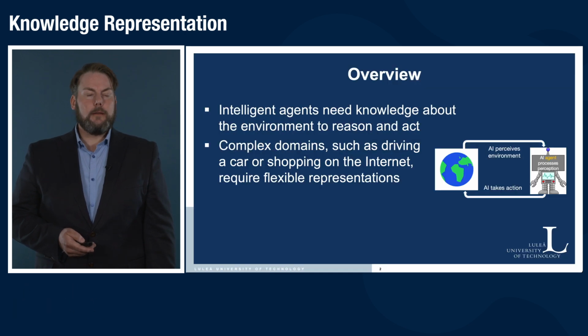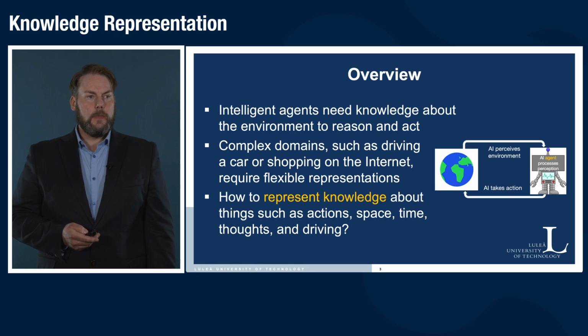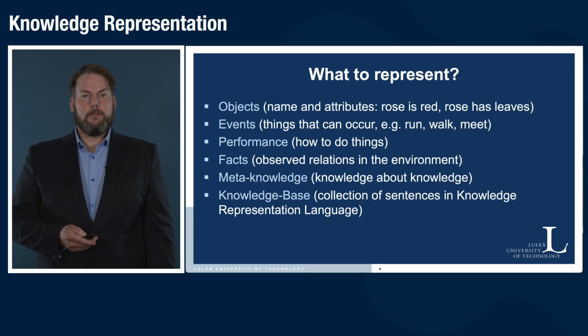So in general, intelligent agents need knowledge about the environment, for example, to reason and to act in this environment. And complex domains such as autonomous driving or shopping on the internet require flexible knowledge representations. And the question is, how can we represent this knowledge about things like actions, space, time, thoughts, or driving?